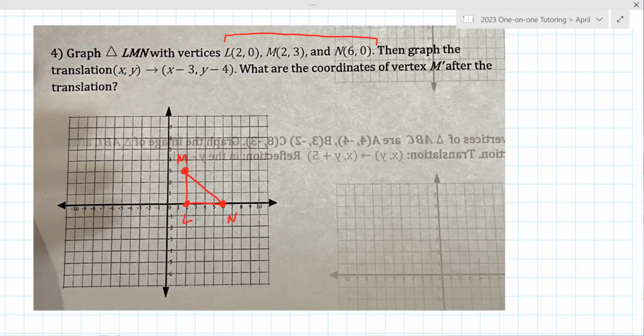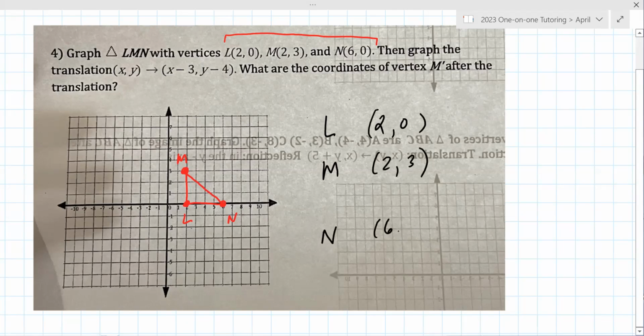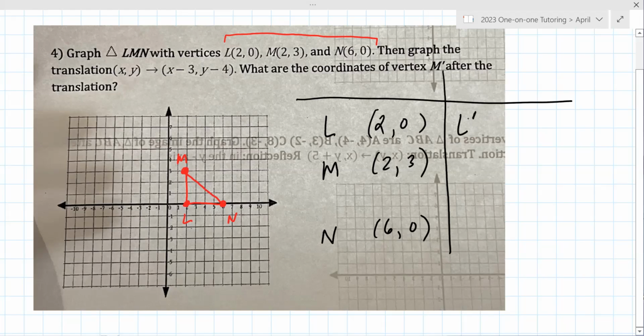Okay, got it down. All right, so we're going to make a table now with the letters L, M, and N. Just going to label those here off to the right: 2, 3, 6, 0. And then we're going to make the new data points, L prime, M prime and N prime. This little apostrophe means prime.